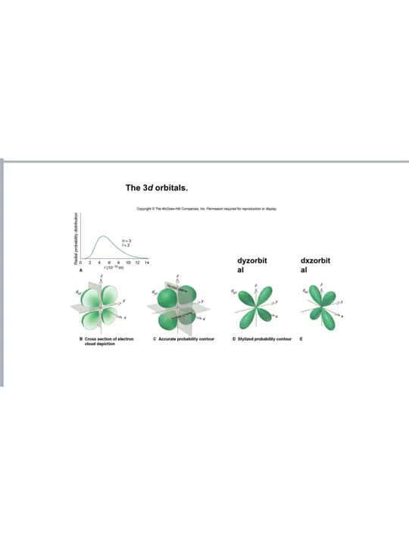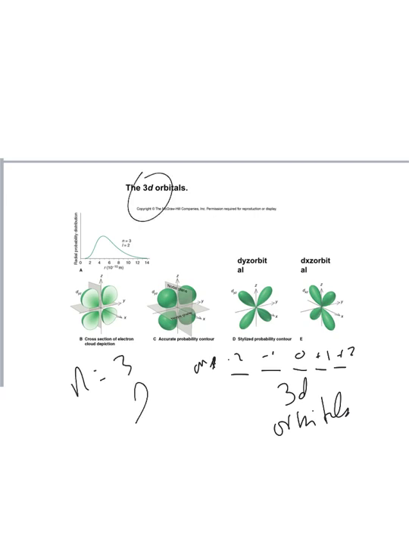D orbitals kind of look like 4-leaf clovers. There's actually 5 of them. So let's say in the n equals 3 shell, you have 5 orbitals. That's because the m sub l could be minus 2, minus 1, 0, plus 1, or plus 2. For the 3d orbitals, the n is equal to 3 and the l is equal to 2. And the m sub l could equal those 5 numbers.